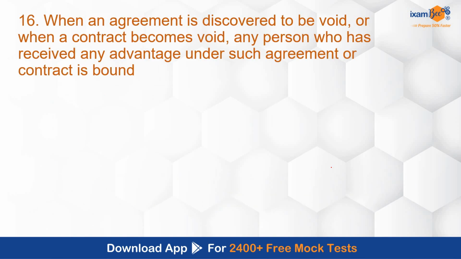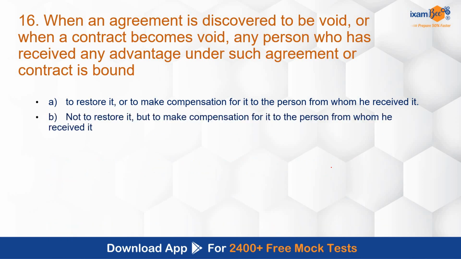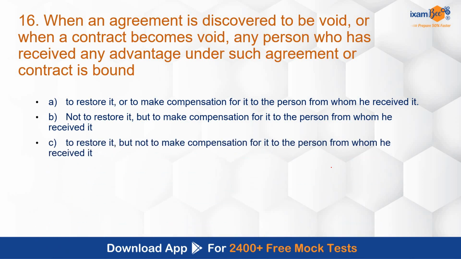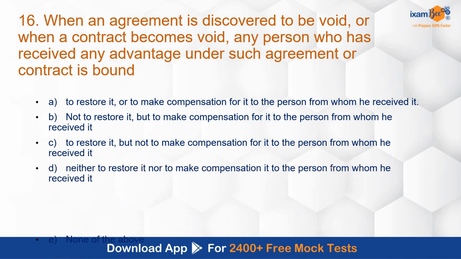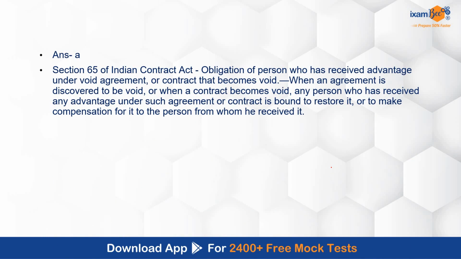Question number 16. When an agreement is discovered to be void or when a contract becomes void, any person who has received any advantage under such agreement or contract is bound: to restore it or to make compensation for it to the person from whom he received it, not to restore it but to make compensation for it, to restore it but not to make compensation for it, neither to restore it nor to make compensation, none of the above. The correct answer here is A, to restore it and to make compensation. This is Section 65 of the Indian Contract Act, obligation of person who has received advantage under void agreement or contract that becomes void.